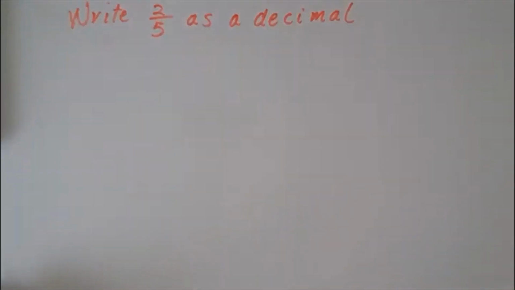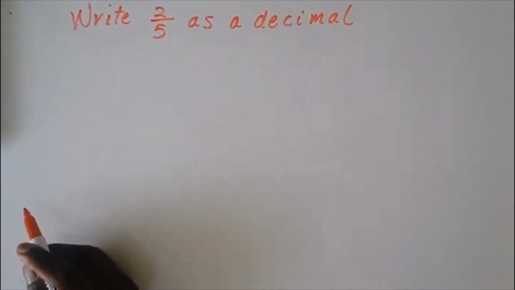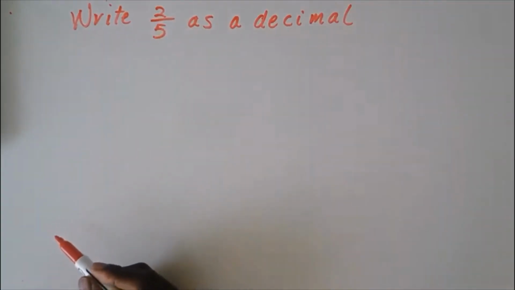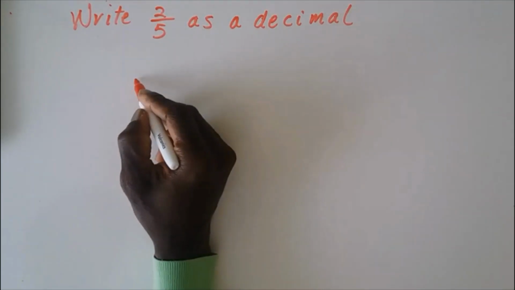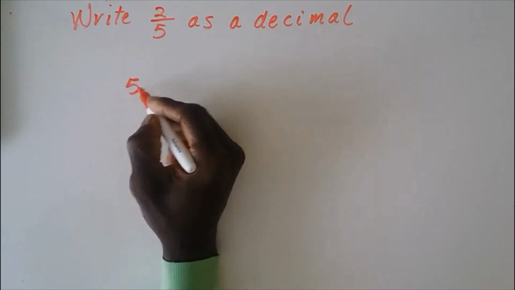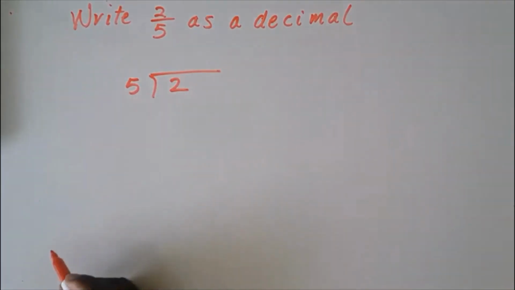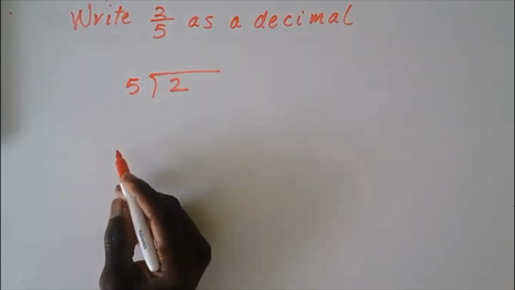Next, we're asked to write 2/5 as a decimal. Well, this line here means to divide. So this is actually saying 2 divided by 5. You might be able to memorize some of these, but this is how you do it if you have to calculate it and show your working. So we have 5 out here and we're dividing 2 by 5. The numerator is divided by the denominator.